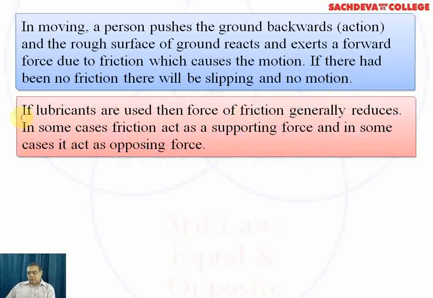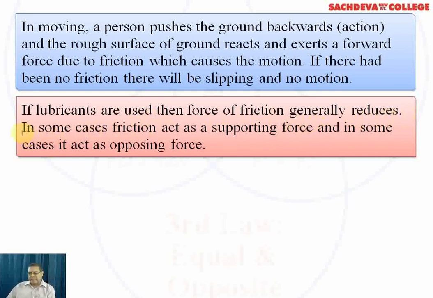Now, in order to affect the friction, we use certain lubricants. So, we can put it like this: if lubricants are used, then the force of friction generally reduces. If we don't use the lubricants, the various parts of the machine will have more friction, and more heat will be developed. So, again: if the lubricants are used, then the force of friction generally reduces.